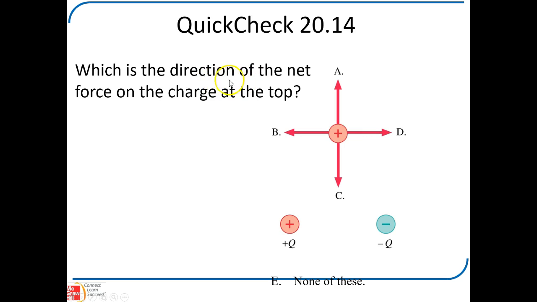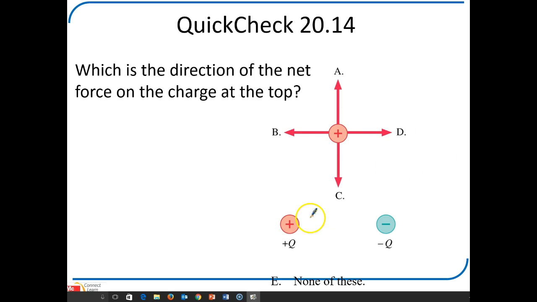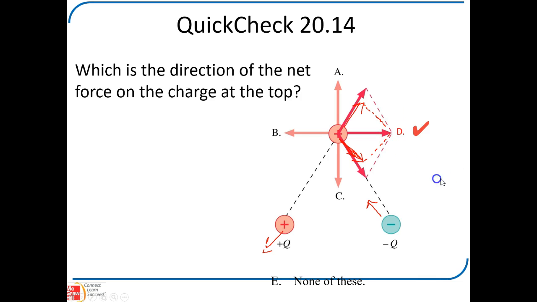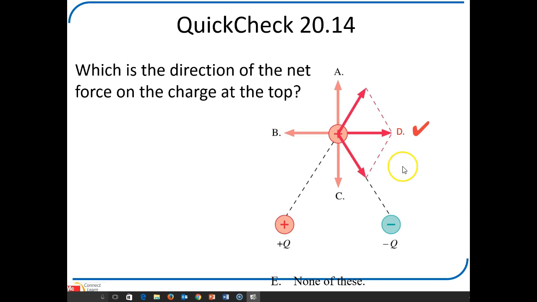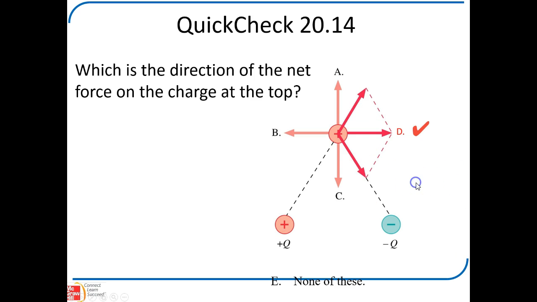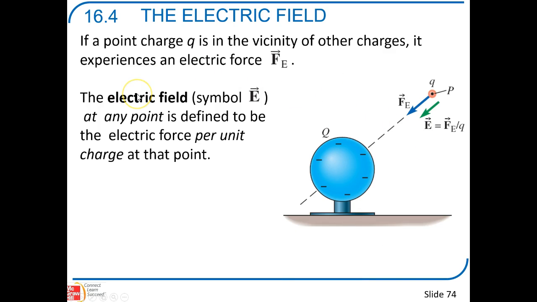What is the direction of the net force on the charge at the top? I know that these two charges are pushing each other away, so I've got a force going this way and this way. Then this charge is pulling this one in this direction, and this one's pulling in this direction. If I took these two vectors, which should be the same length, and added the two together to make a parallelogram, you'll notice that D will have to be our correct answer, because that should be the direction we're pulling those charges in. And that is 20.14. The next section we'll do is 16.4, the electric field.